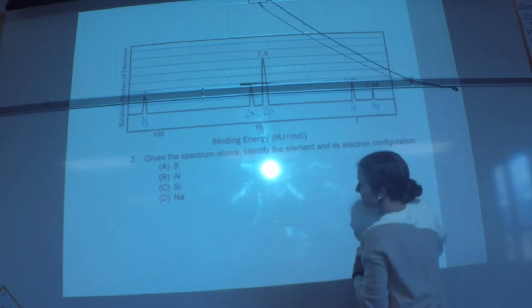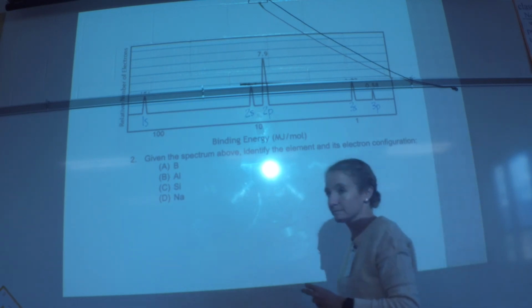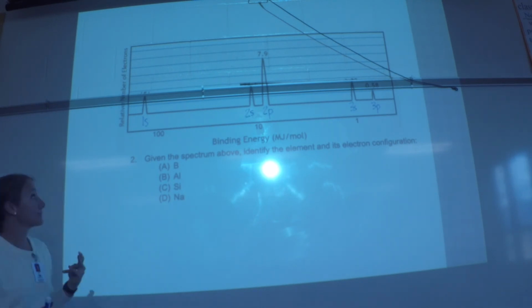Wait, so even though there's 6 electrons in the 2p, it has less. It takes less energy to get rid of all 6 of those electrons than the 2s. Yes. So even though there's 6 electrons, it takes less energy to remove them than from the 2s.